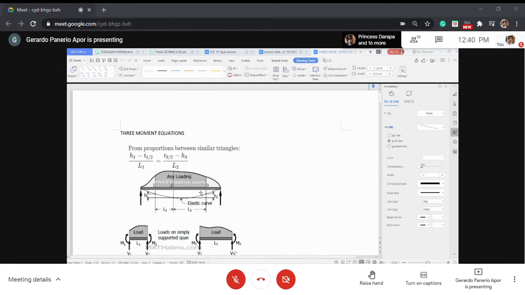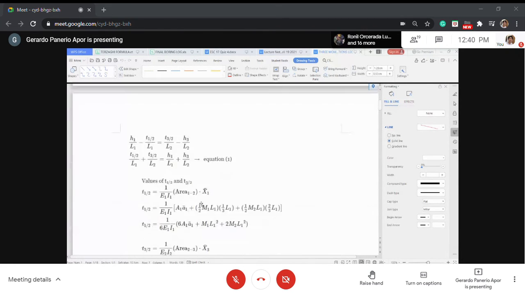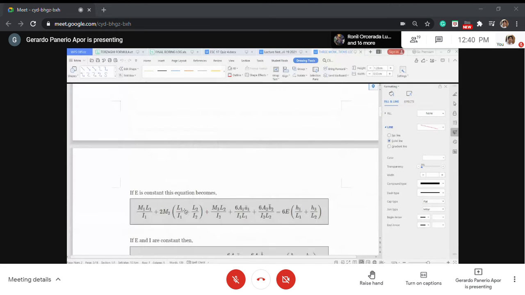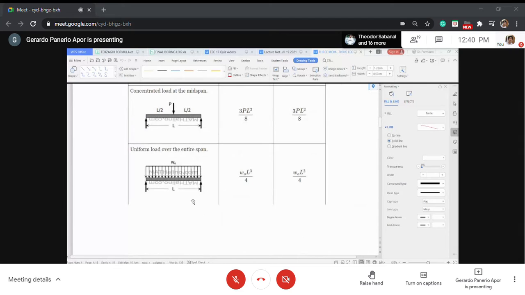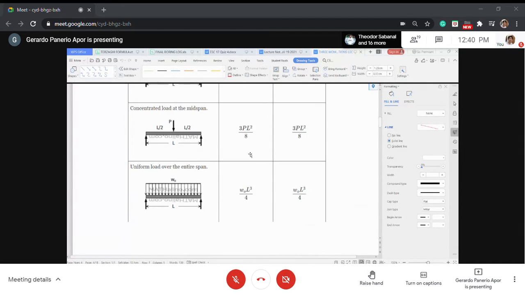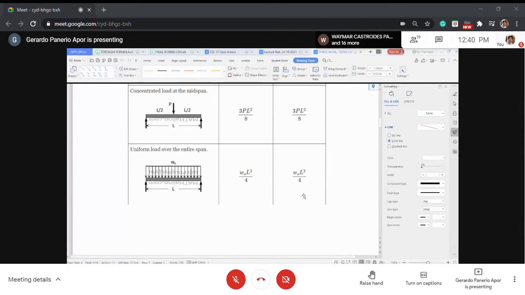There are figures that I gave, especially for the value of the 6E1. We have different types of loading now. This is case number 3, no? So I'm going to show this one.